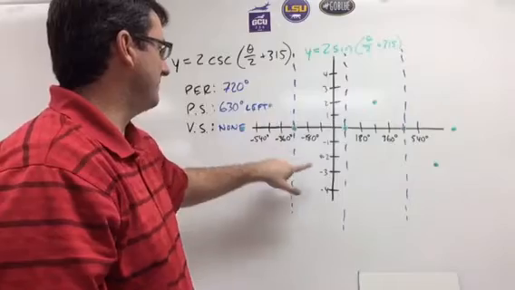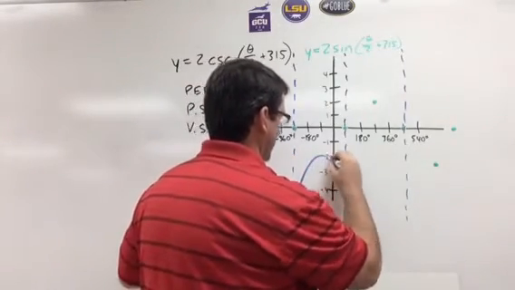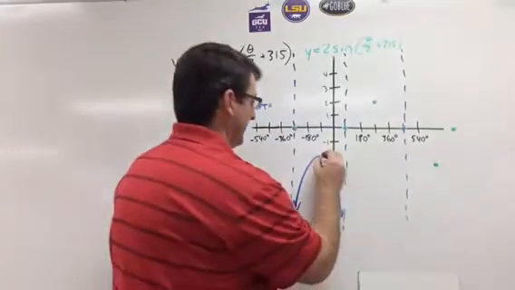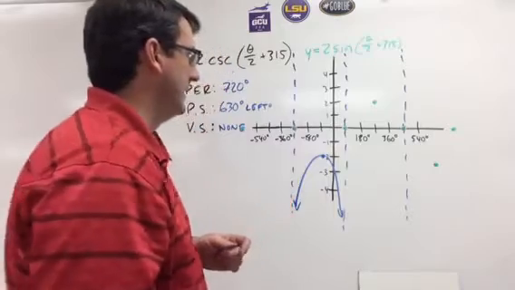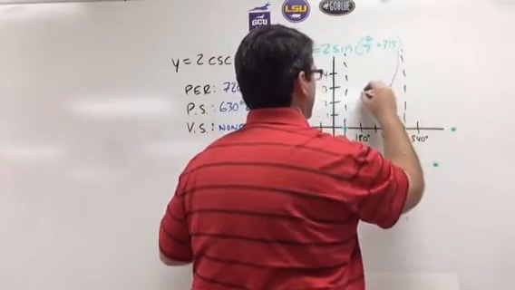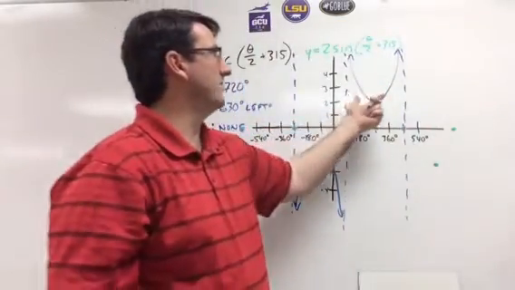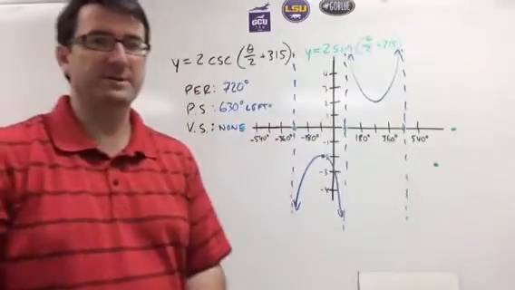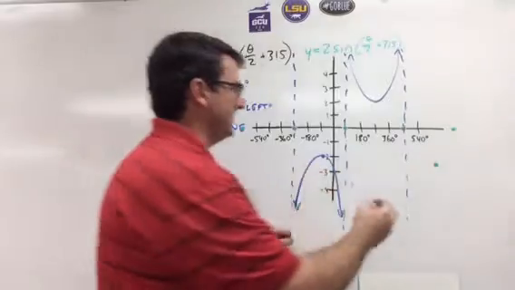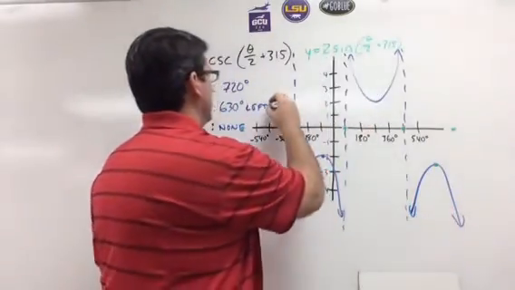And then right here where we had a minimum, that's going to be a place where our graph is going to start and go down, right at that minimum point. And right here where we had a maximum on our sine function, that's going to be a starting point for this piece of the cosecant function going upward. And then same thing with over here and up here.